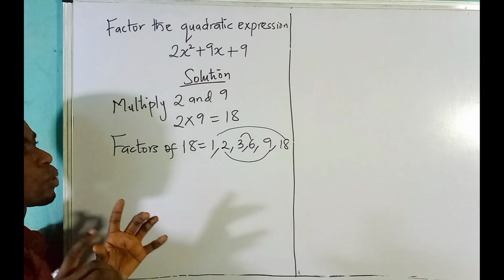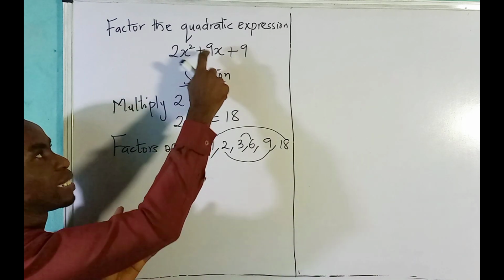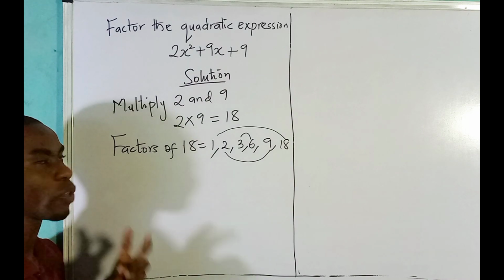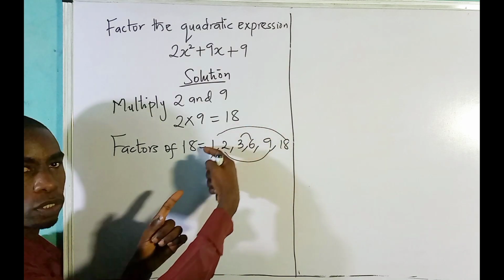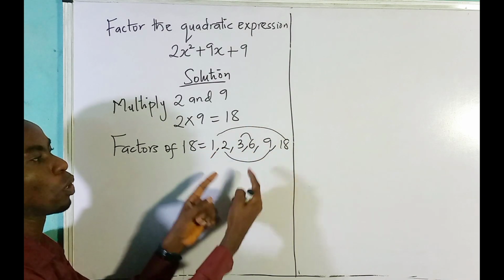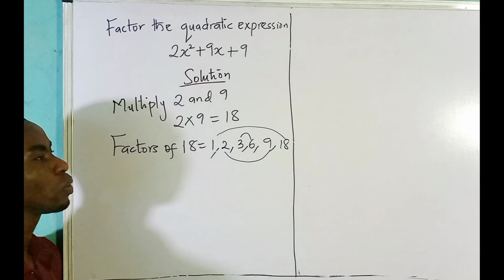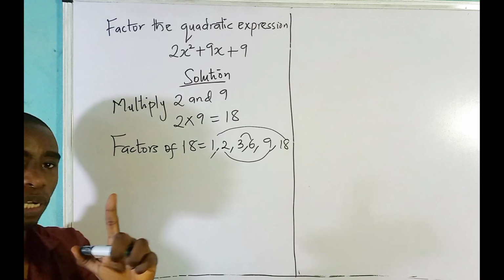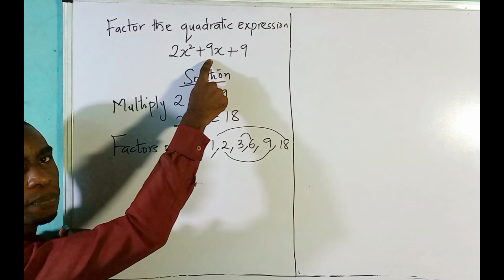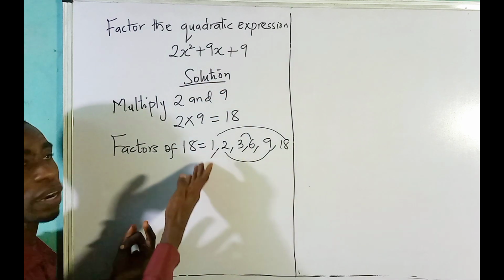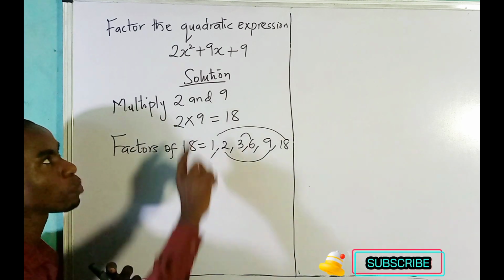Now, we want to replace the 9 in 9x, but 9 should be replaced with two numbers. The two numbers should be one of these pairs. Now, if you look at the board, the two numbers we are going to use are two numbers that can add up to get 9, and already we know that they are factors of 18, so they multiply to get 18, but essentially they add up to get 9.